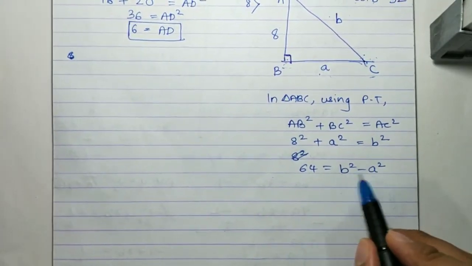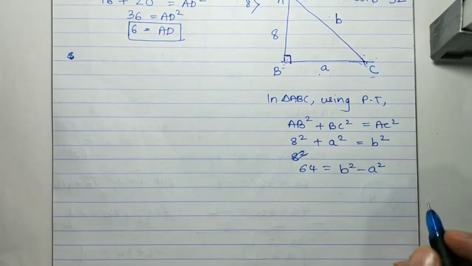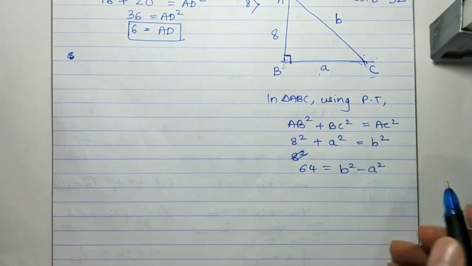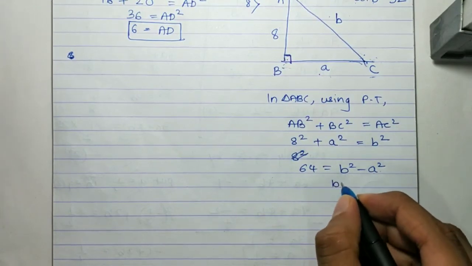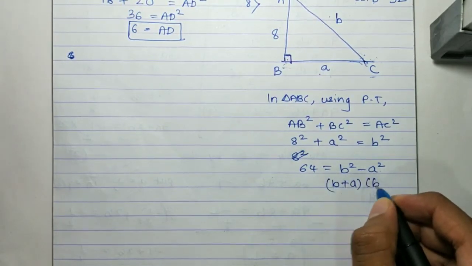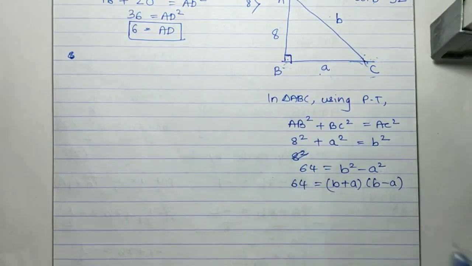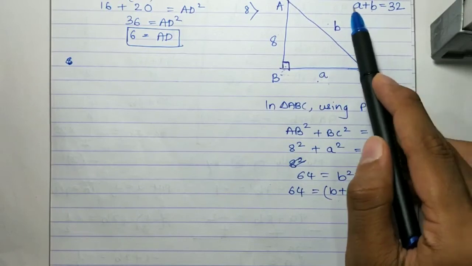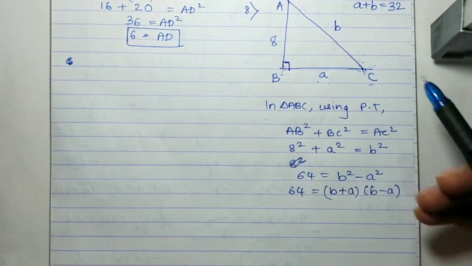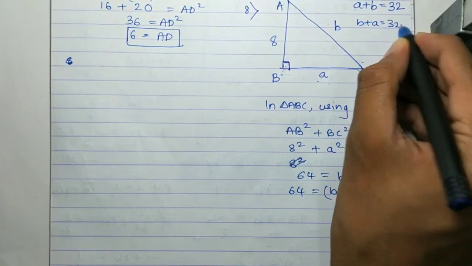If I shift this A square here, it will become B square minus A square. Now, what is the formula for this? We have studied this in factorization and expansion. What is the formula for A square minus B square? It is add both the brackets, subtract both the brackets. That means it will be B plus A, B minus A, which is equals to 64. Now we know that A plus B is 32. If A plus B, I can also write it as B plus A is 32.